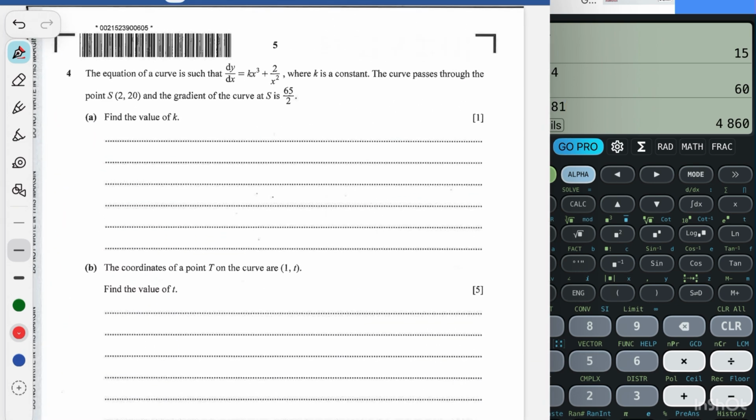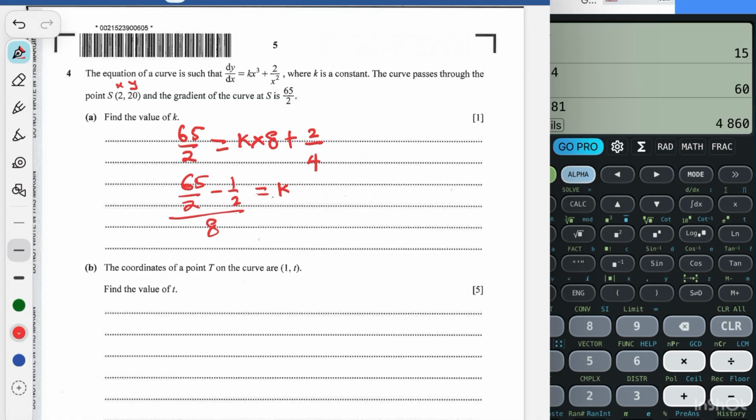All right, so the next one, they gave us dy/dx. Remember, dy/dx is gradient, okay? So they gave us dy/dx, and the gradient is, so I'll just substitute here. So 65 over 2 is equal to k times 2^3, so x, y. So 2 cubed is 8 plus 2 over 4, right? So just solve this. You collect like terms. So 65 over 2 minus 1 over 2 is equal to k. Then you divide that answer by 8.